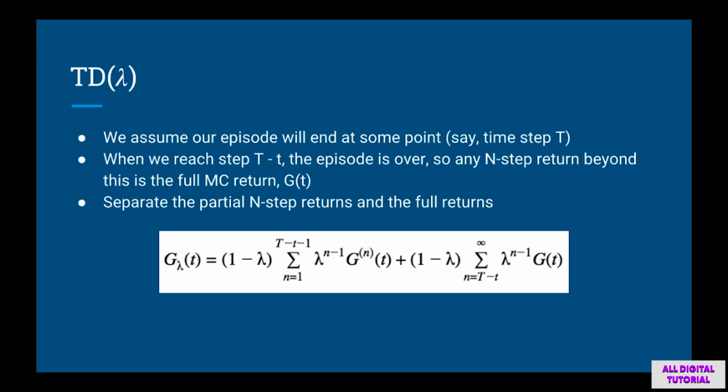You may want to pause the video to write this down on paper to convince yourself it's true. Once we have our lambda return, we can assume our episode is going to end at some point. Let's call that time step capital T. Because we're counting from n equals 1 to infinity, when n reaches capital T minus lowercase t, the n-step return is really just the full sampled return, g of t, with no superscript. So we can manipulate the lambda return to separate the shorter n-step returns and the full sampled returns.